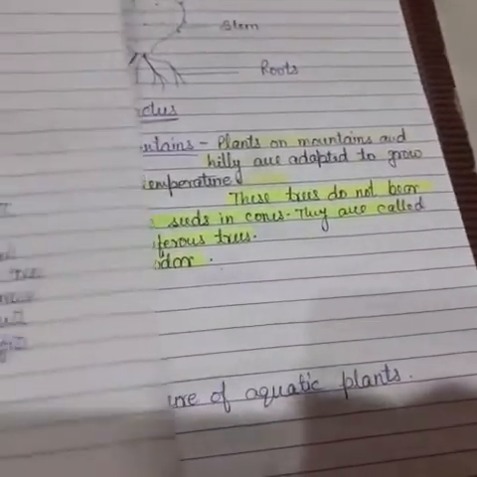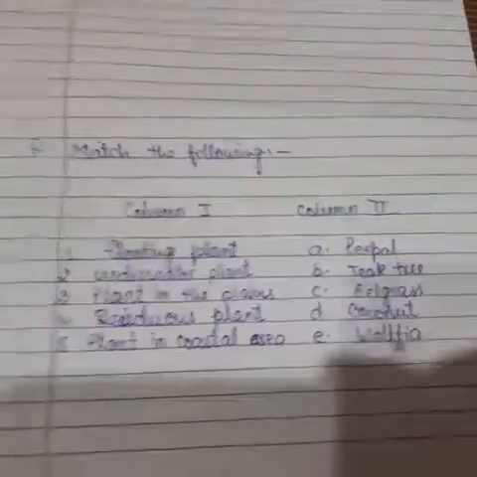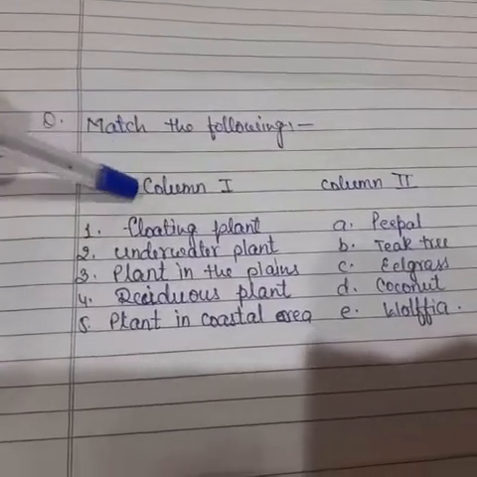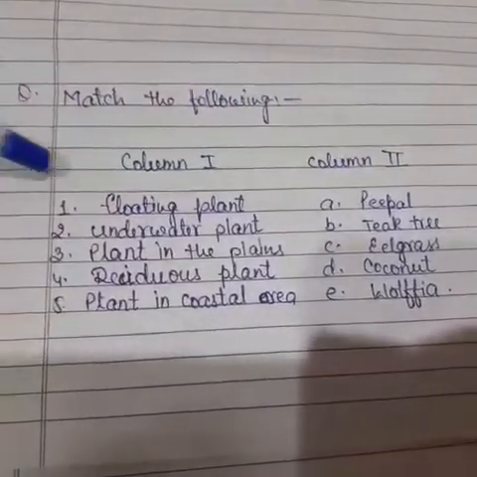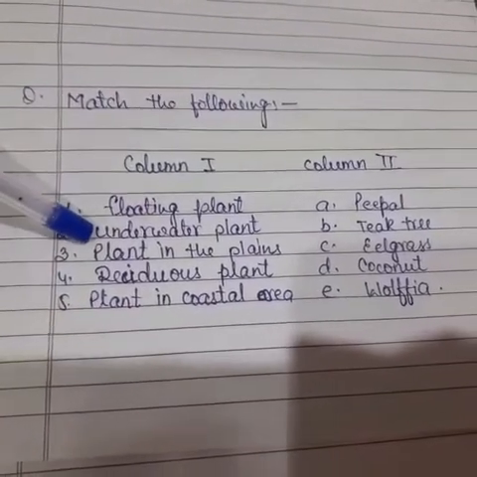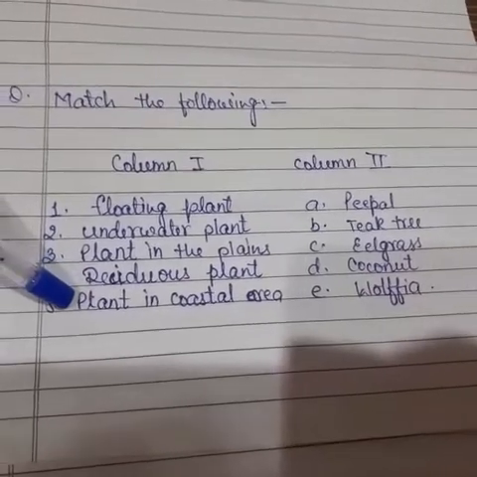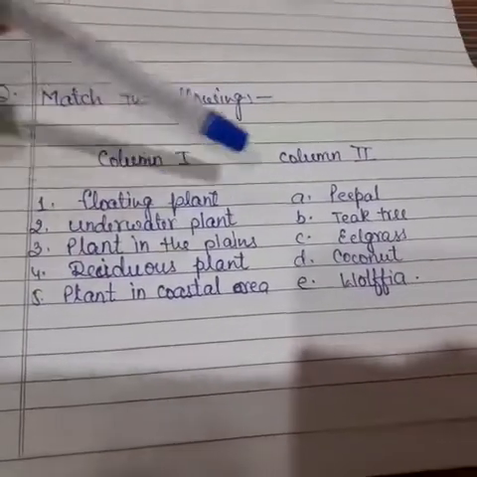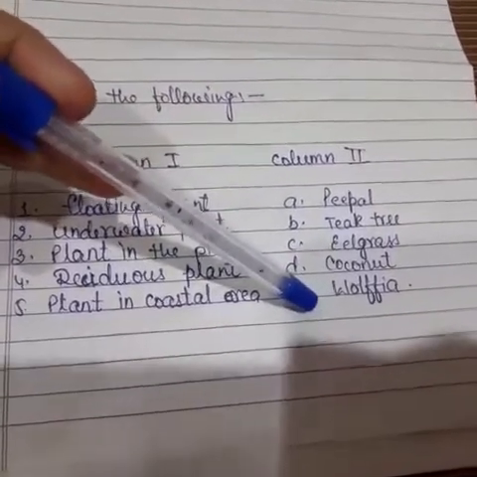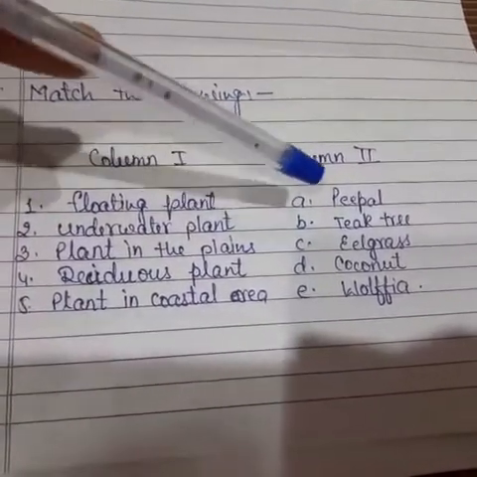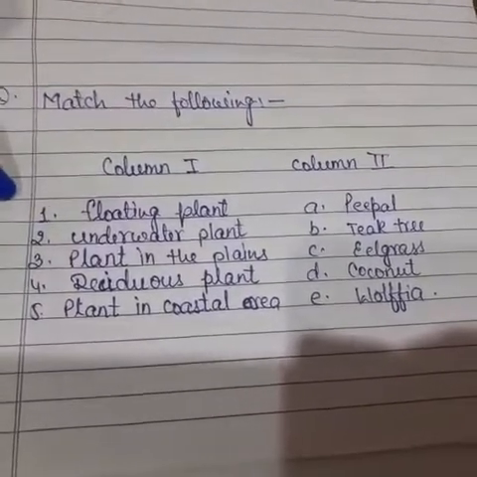And here your session ends, and today your homework is match the following. Here I have mentioned column number 1 and column number 2. They are the floating plants, underwater plants, plants in the plains, deciduous plant, and plants in the coastal area: peepal, teak tree, eelgrass, coconut and wolffia. It is column A and column B. Please match the following and do this work in a copy.